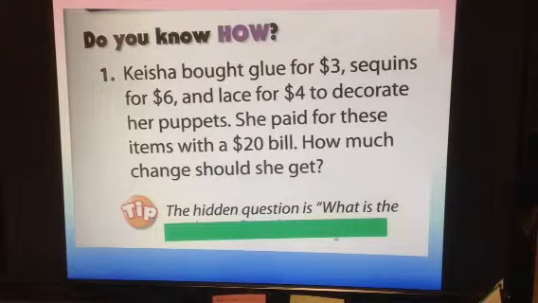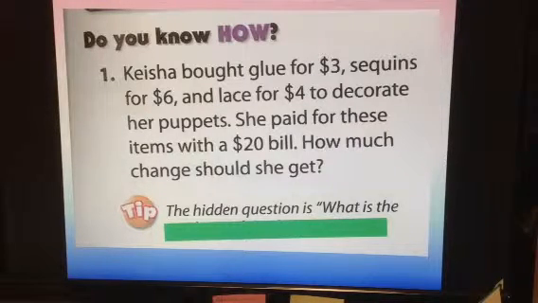Here's another one we talked about. Keisha bought glue for $3, sequins for $6, and lace for $4 to decorate her puppets. She paid for these items with a $20 bill. How much change should she get? And then I covered up part of what it said in the book. Tip: the hidden question is, what is the... Pause the video if you need to think about what the hidden question is.